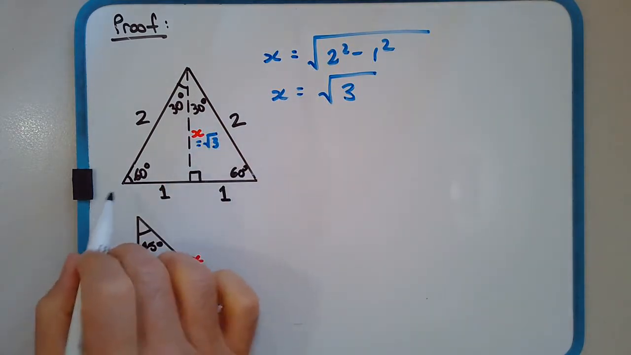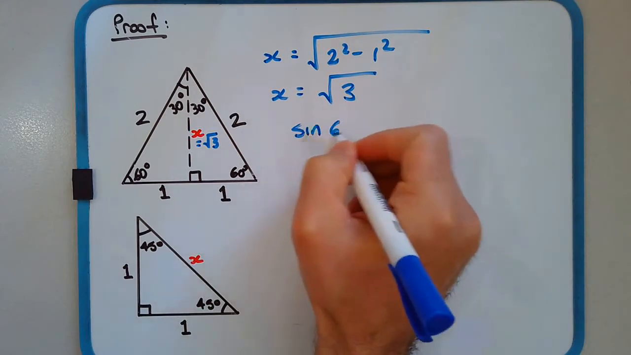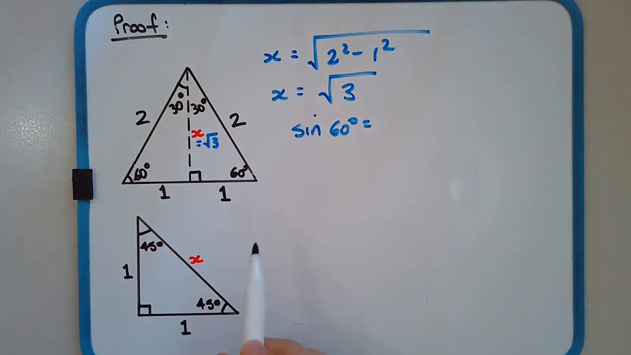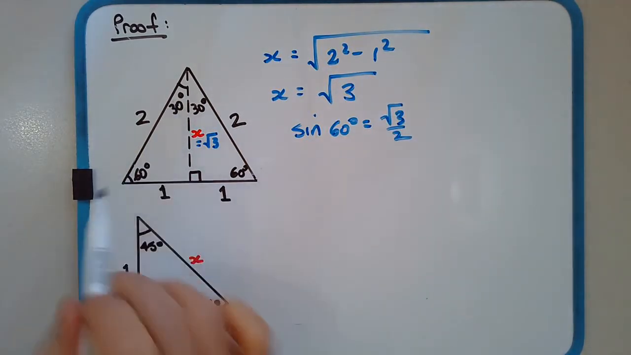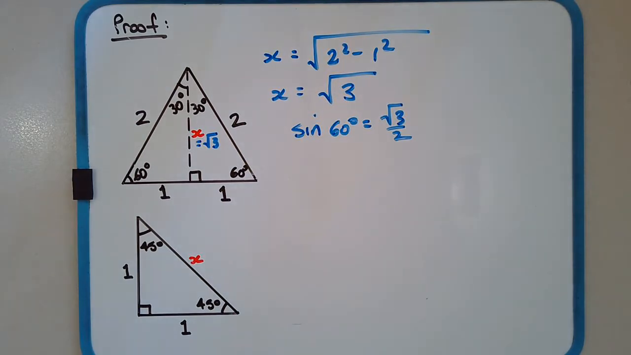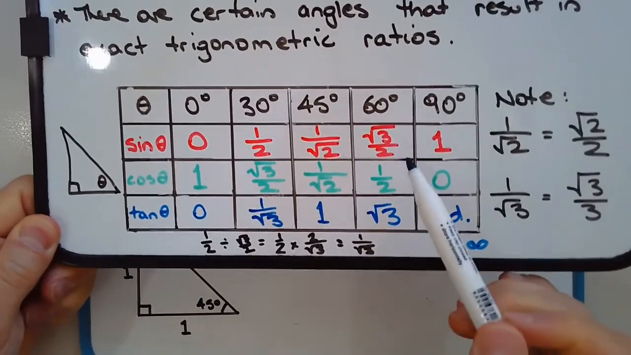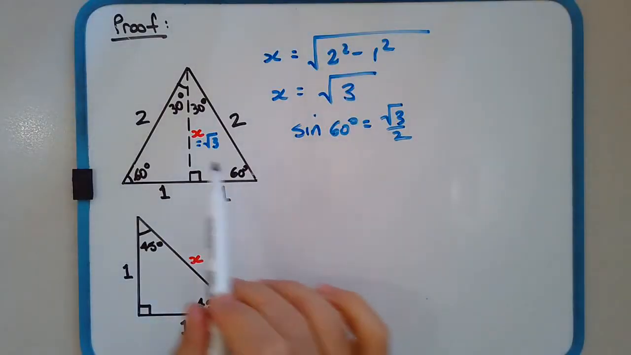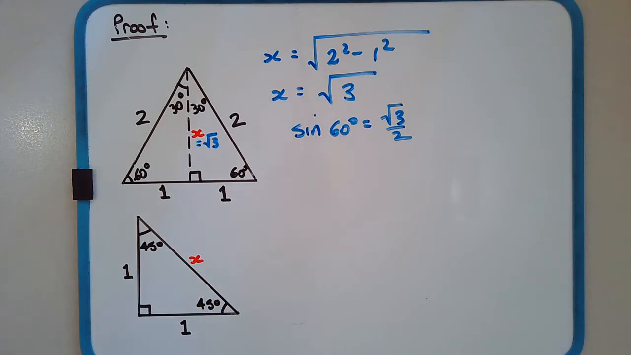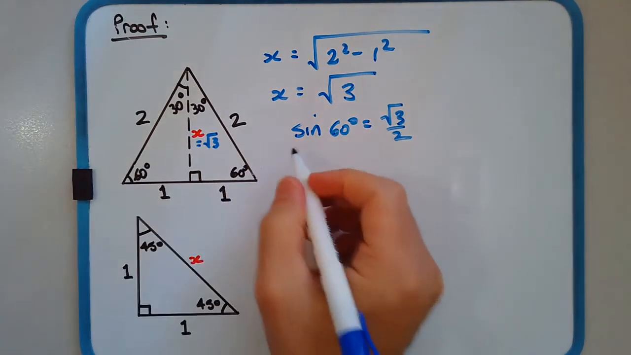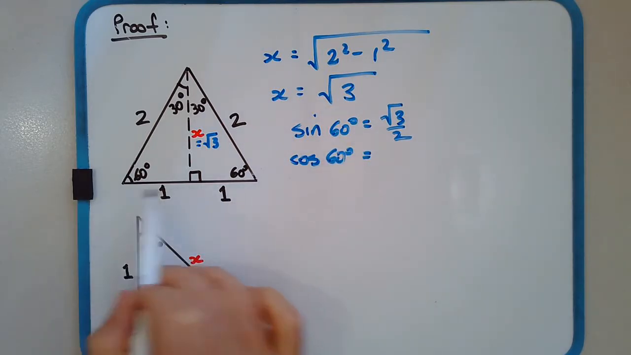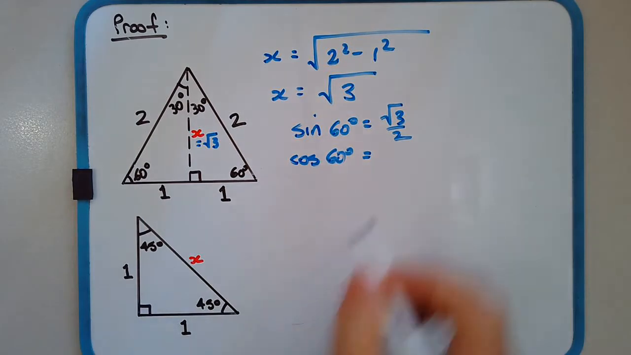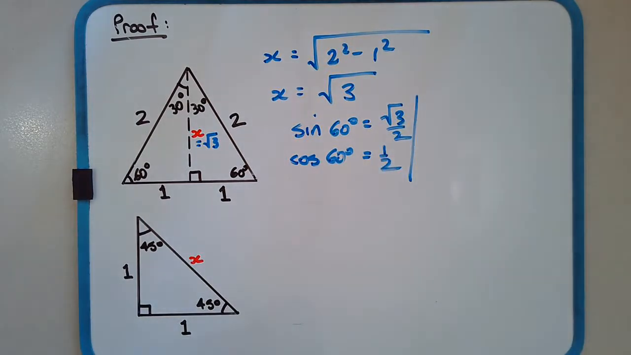Now, sine of 60 degrees is equal to root 3 on 2. If you look at the table that we drew up before, sine of 60 degrees is root 3 on 2, and that's where that comes from. Keep going. What about cos of 60 degrees? Cos of 60 degrees is 1 over 2. It's half.